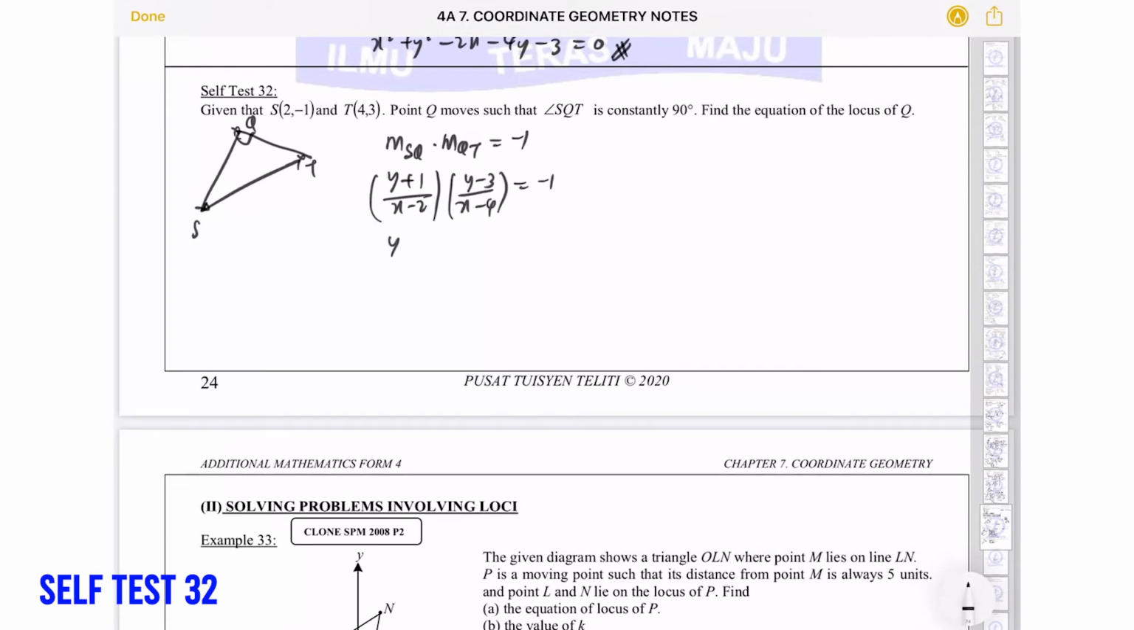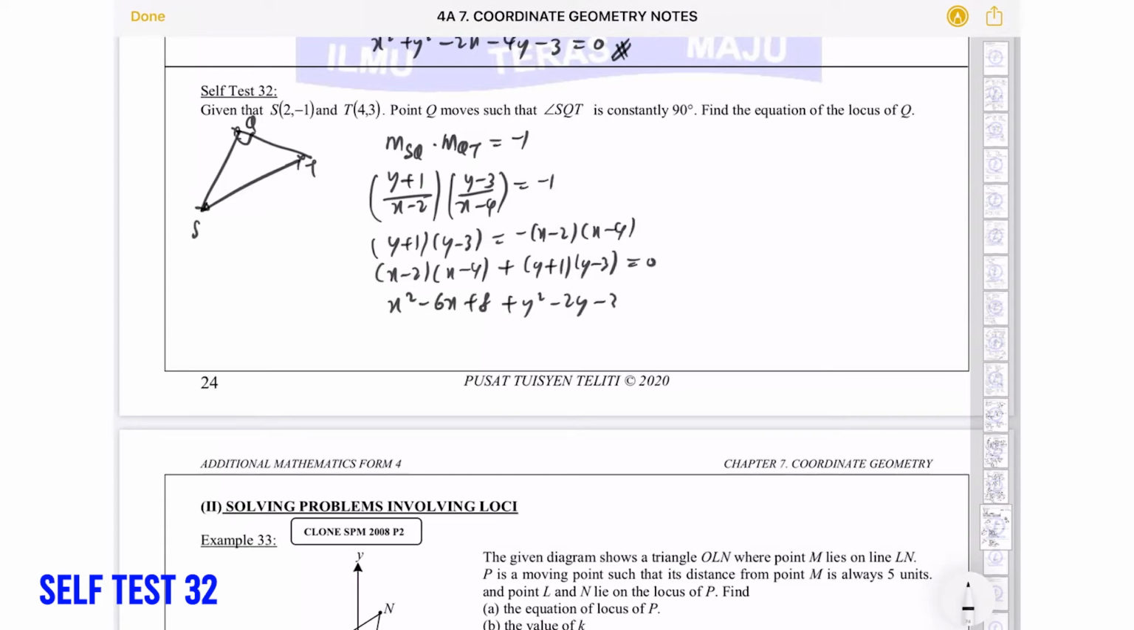So I will rearrange first, negative, x minus 2, x minus 4, bring over x minus 2, x minus 4, plus y plus 1, y minus 3, expand them. This is going to give us 6x and 8. This is 2y minus 3, and we just arrange it. I usually put x first, followed by y, 6x, 2y, 8 minus 3 is 5. The result equals 0. Okay.